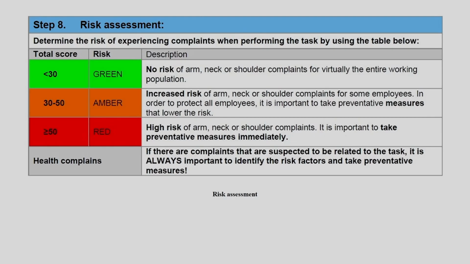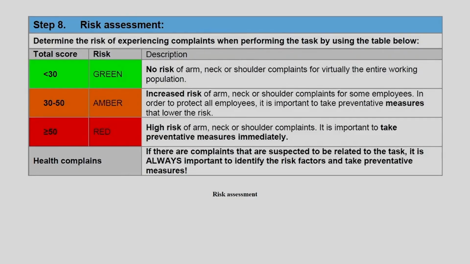Those situations may be associated with some other factor, so you have to identify them separately, but approximately we can say they are in the safe zone. 30 to 50, that is the amber region. So increased risk for arm, neck, shoulder complaints for some employees.